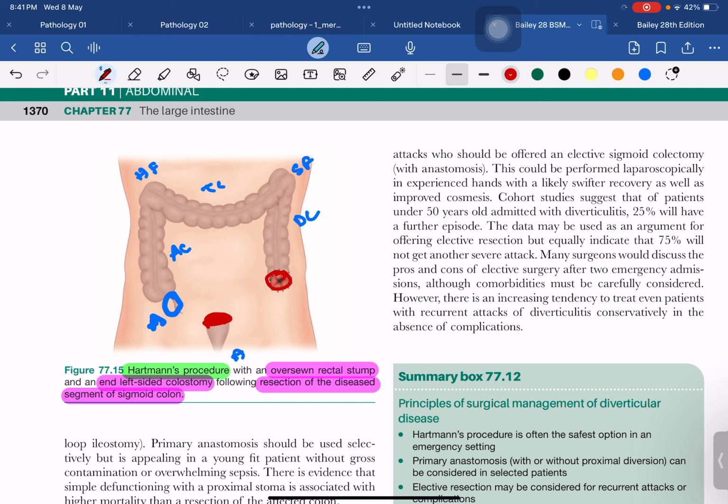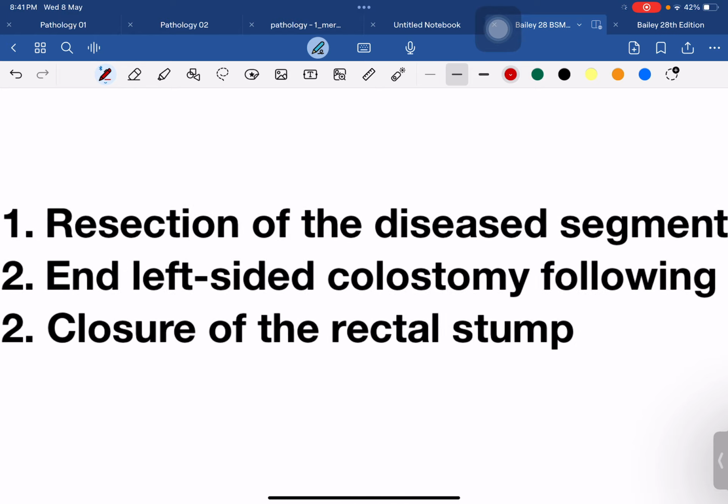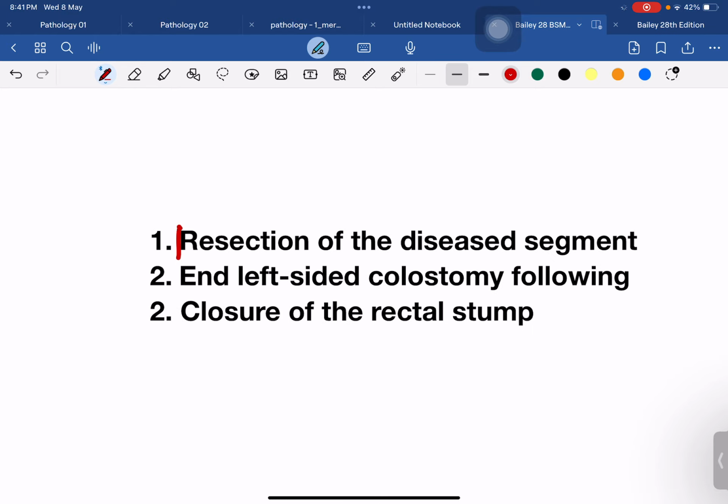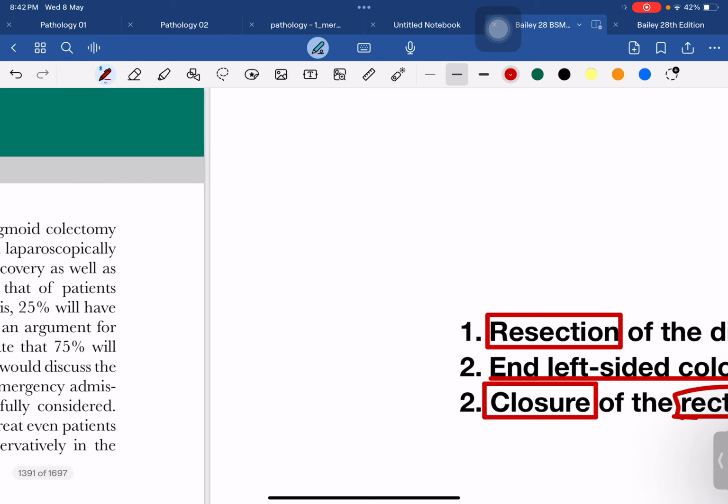In the Hartmann procedure, there are three important components. The first is the resection of the diseased segment of the sigmoid colon and sometimes the upper part of the rectum. Then there is the closure of the rectal stump, or closure of the distal stump. So first resection, second rectal stump closure, and third the end colostomy, temporarily. These are the three components of the Hartmann procedure.